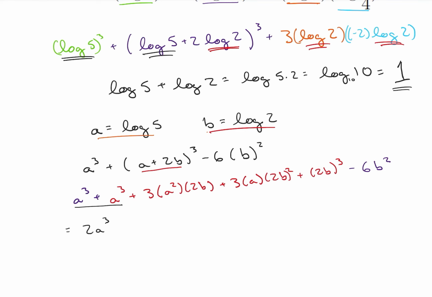A few things here, but I'm going to go ahead and clean up the rest of this. So we're going to have plus 6a squared b, plus 3 times 2 because 2 is getting squared right here. That 2 is getting squared, so I'm going to have 12ab squared, plus 8, because 2 is getting cubed, times b cubed, minus 6b cubed, or 6b squared, sorry.